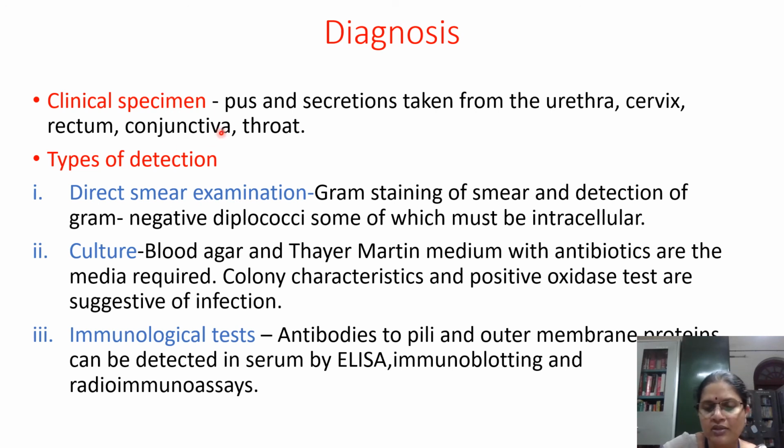When is the conjunctiva used? This is mainly taken from kids. Newborn infants, sometimes gonococcal infection can happen in the conjunctival region. How? During normal delivery, when the baby is coming out through the vaginal area, if there is infection in the cervical region, that infection can spread to the baby's eye and cause conjunctival infection. This is called ophthalmia neonatorum.